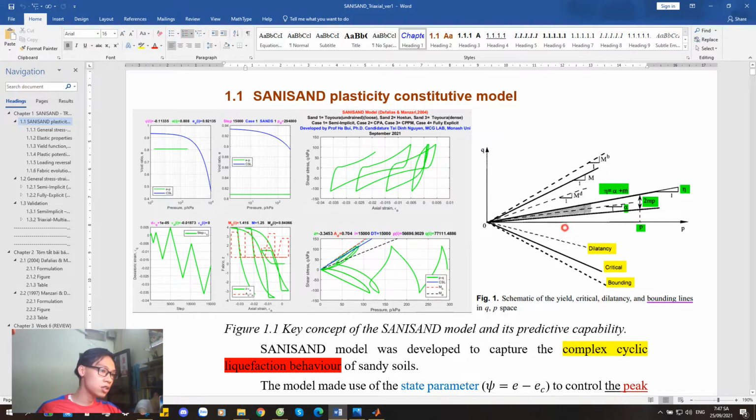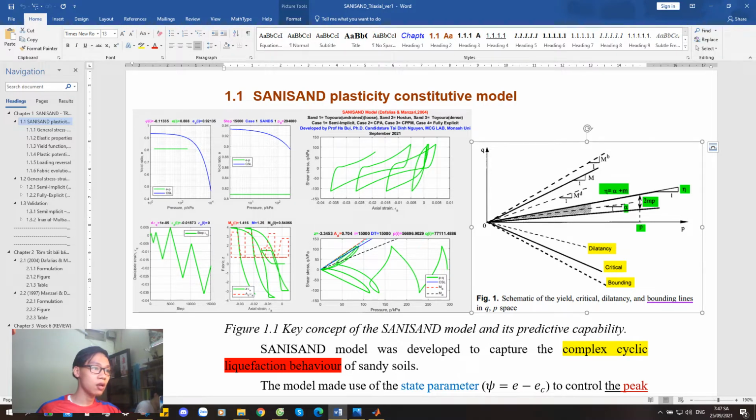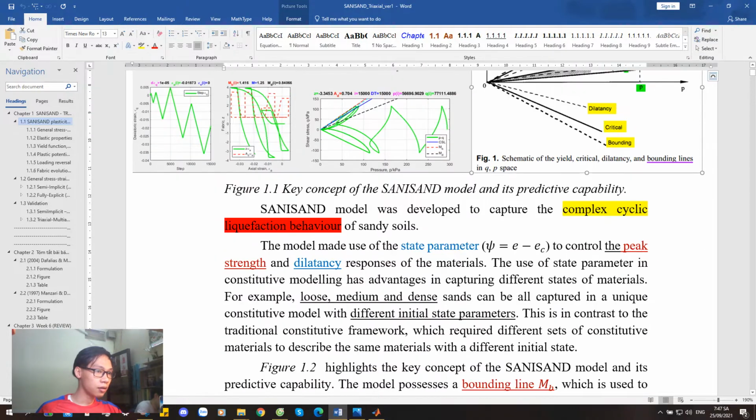You can see the second picture over there from Figure 1.1. You can see the dilatancy, critical, and the bounding. Okay, and this is the yield surface. You can see eta. Eta is equal to the deviatoric stress over the pressure, and the next is alpha. Remember, because this constitutive model can capture the complex cyclic liquefaction behavior.